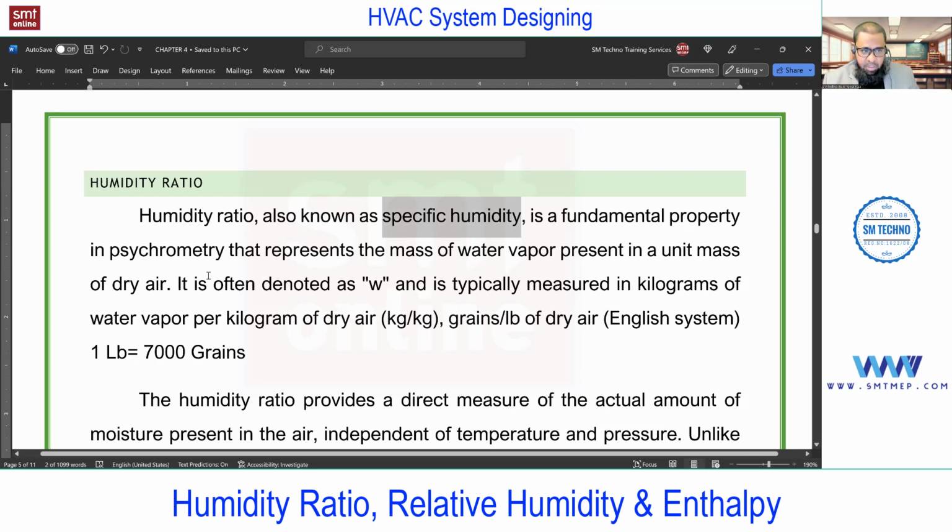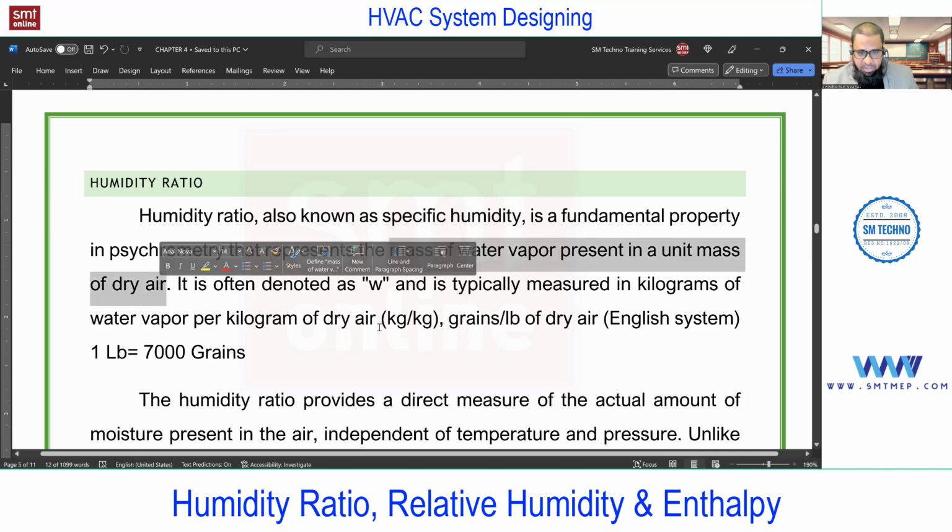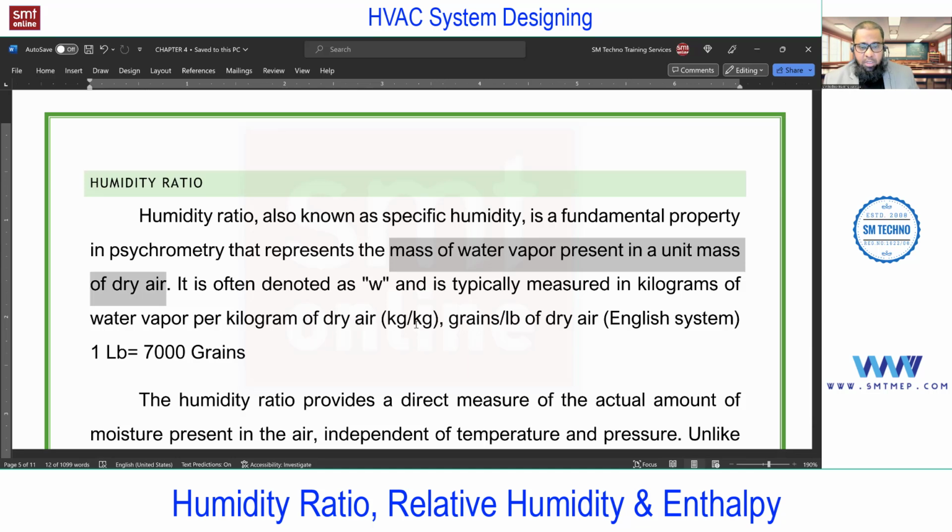It's a fundamental property in psychrometry that represents the mass of water vapor present in a unit mass of dry air. For example, if I take 1 kg of air, and in that if I got say 200 grams of moisture, so 1 kg I'm just measuring for 1 kg, unit mass. In that if I got say 200 grams of moisture, so that I can call as a humidity ratio. And if you want to get the total humidity, we'll multiply with the total quantity of air.